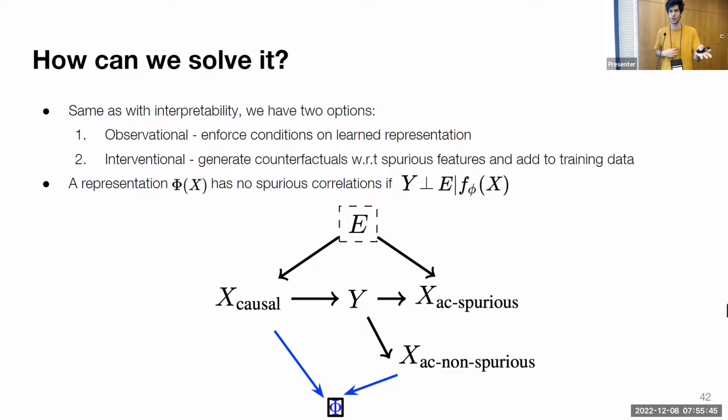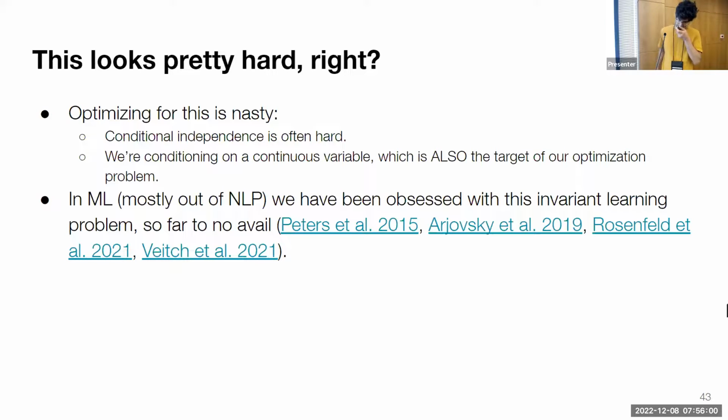I can just shove this all into the training data, and I will already have a model that does not use this shortcut to make predictions. This is obviously very hard, especially when we don't know the type of spurious information that our model is using. All right, so this sounds like a very hard problem, right?